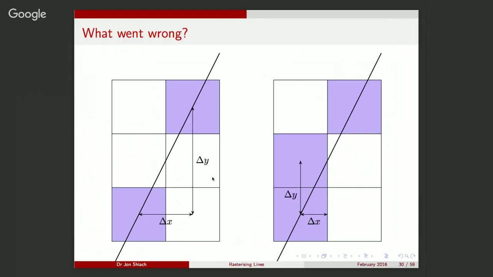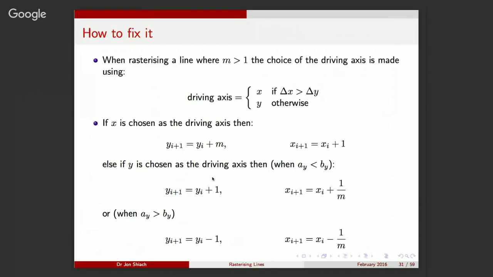Well, what if we were to go up before we go across? So here we're going across, then up. But if we went up and then across, we don't get that gap. So for the DDA algorithm, all we do is choose Y to be the driving axis if we have a steep line. So we have to make a choice. Remember, the driving axis is the one which we just add 1 to for each step. So if delta X is greater than delta Y, in other words, we have a shallow line with a gradient less than 1, we choose X as the driving axis, else we choose Y.